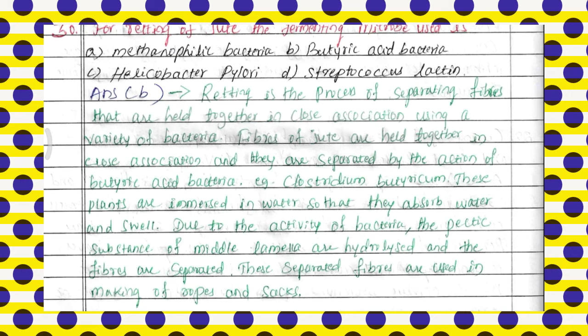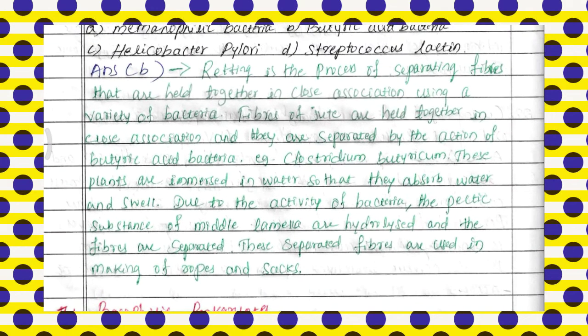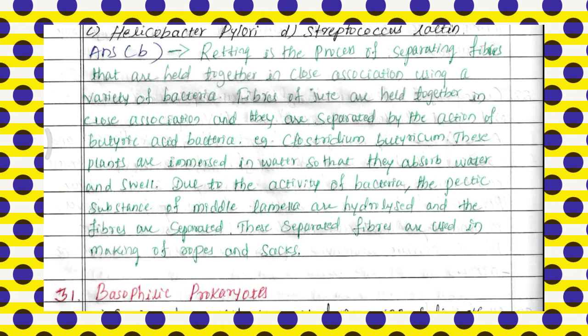These plants are immersed in water so that they absorb water and swell. Due to the activity of bacteria, the pectic substances of the middle lamellae are hydrolyzed and the fibers are separated. These separated fibers are used in making ropes and sacks.